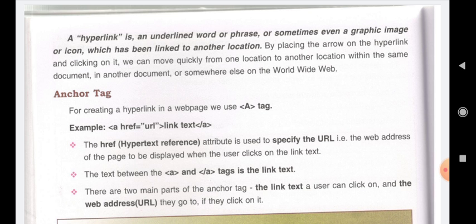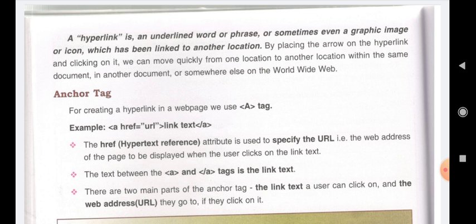By placing the arrow on the hyperlink and clicking on it, we can move quickly from one location to another location. It can be of two types: internal linking and external linking. In internal linking, we jump from one location to another within the same document or same page. But when we jump to another document, another website or web page, or somewhere else on the world wide web, that is called external linking.